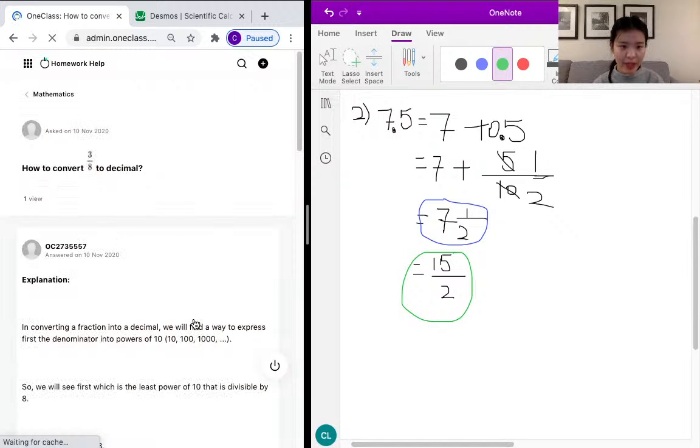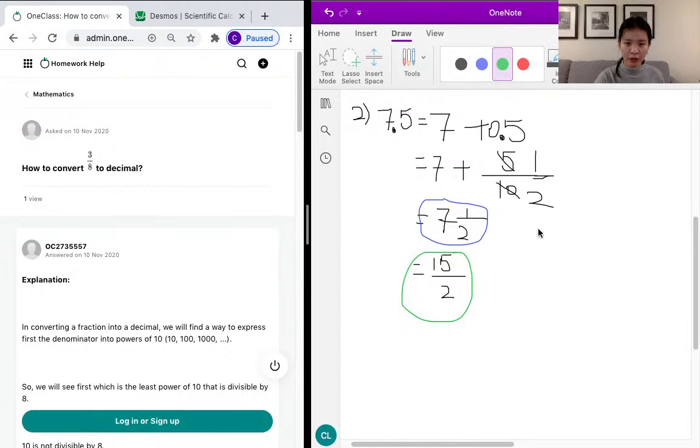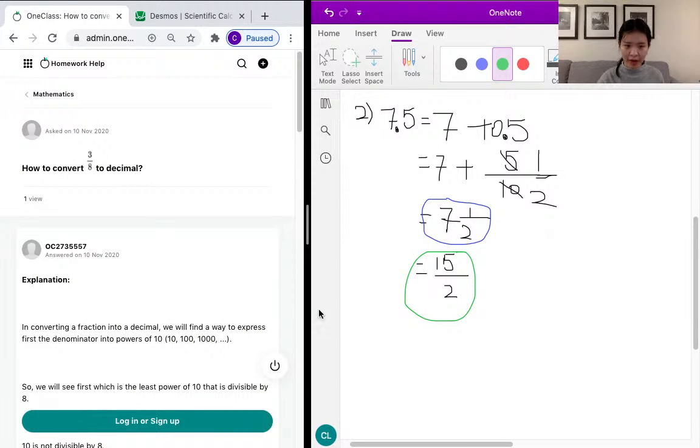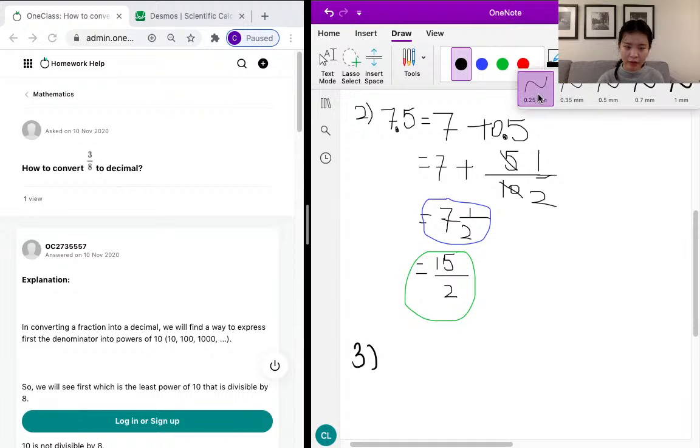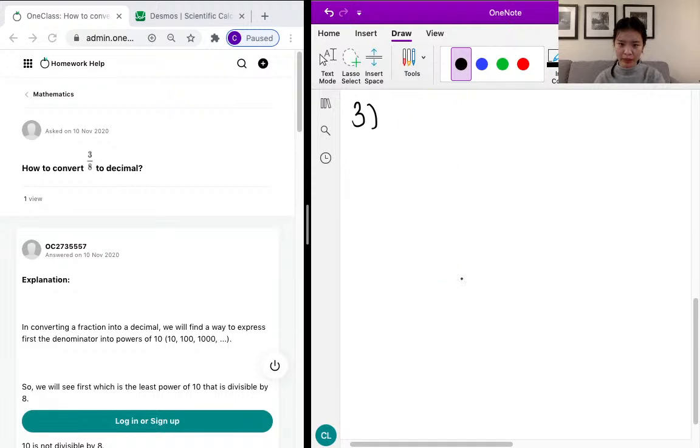Okay, so our next problem is asking us to convert a fraction to a decimal. For our previous problem, we converted a decimal to a fraction, and now we're doing the other way around, converting a fraction to a decimal. So we're converting 3 over 8 to a decimal.